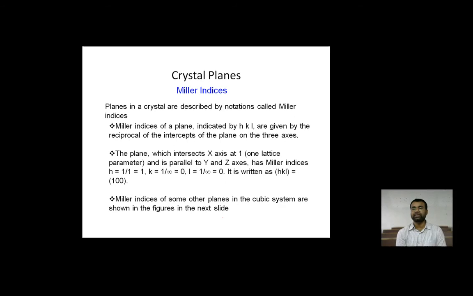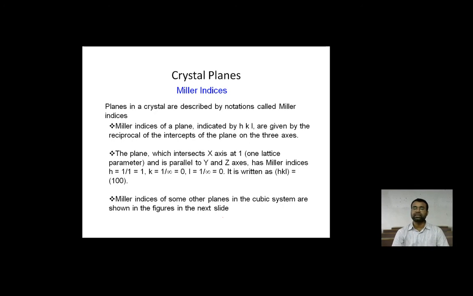The planes in a crystal are described by a notation called the Miller indices. The Miller indices of a plane, indicated by (hkl), are given by the reciprocals of the intercepts of the plane on the three axes. So once we get the intercepts, we take their reciprocals. How this happens we will discuss in the next point.